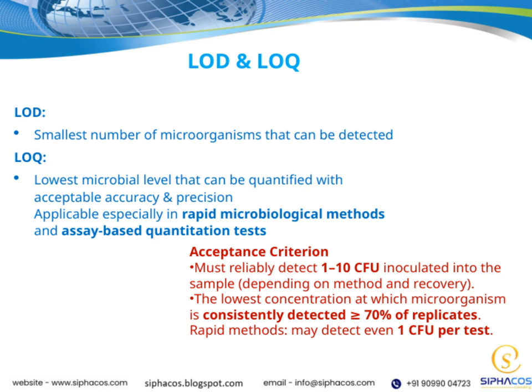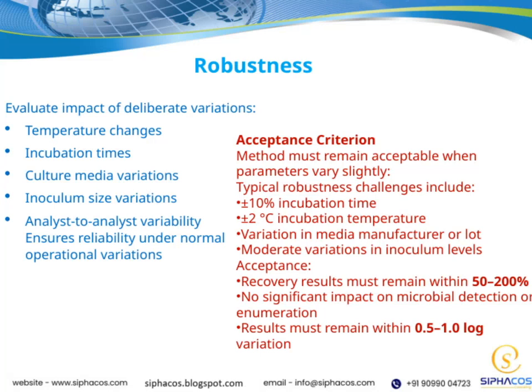Overall, understanding LOD and LOQ helps us ensure that our methods are both sensitive enough to detect low levels of microbes and precise enough to quantify them accurately when needed. Acceptance criterion is all about ensuring that our method stays reliable even when conditions change slightly. It's important that the method remains acceptable if we see minor variations in parameters.